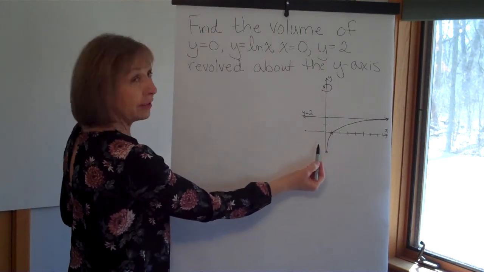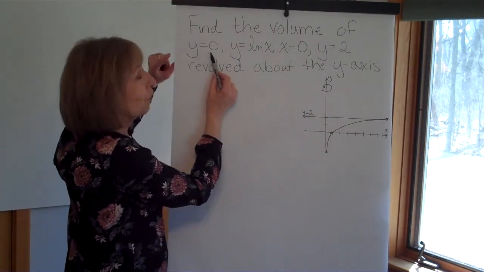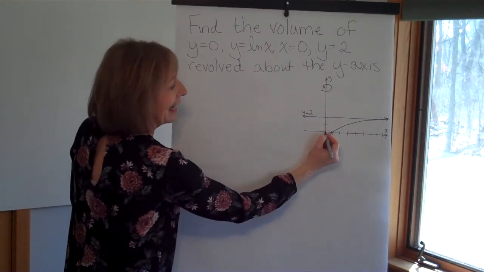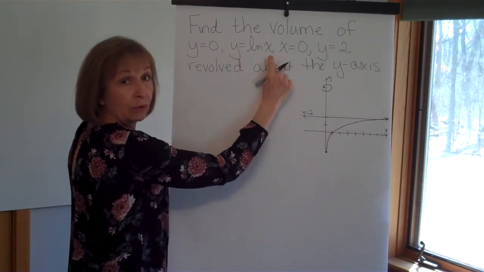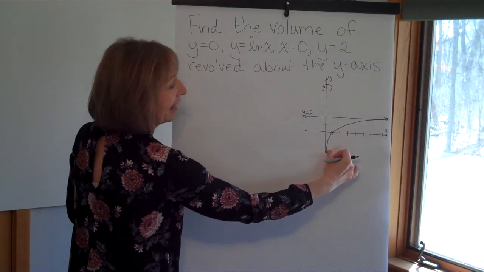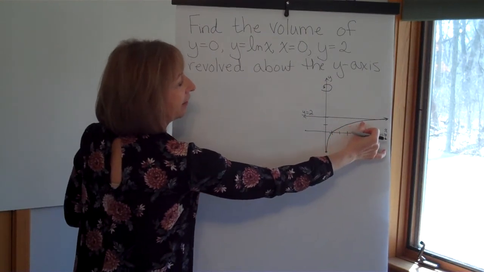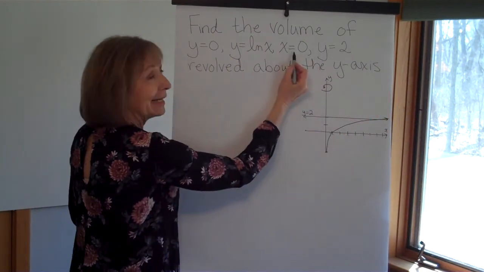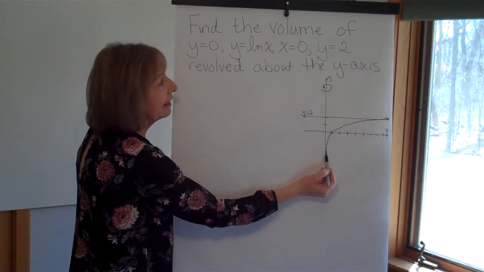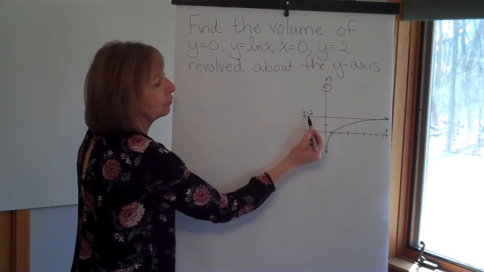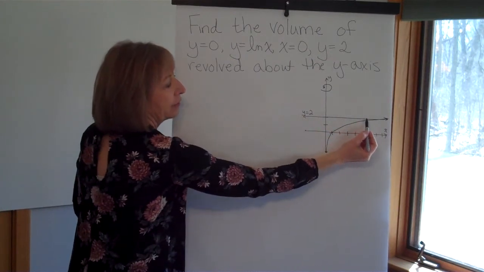Now I've started the graph. First, y equals 0 is the x-axis. So I have the x-axis. I've graphed y equals the natural log of x here. X equals 0 is the y-axis. And then y equals 2 is a horizontal line at y equals 2.